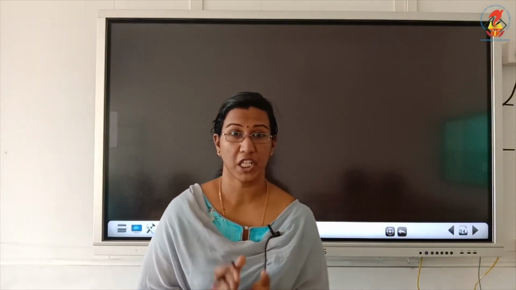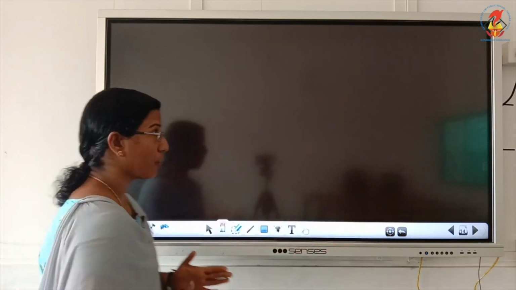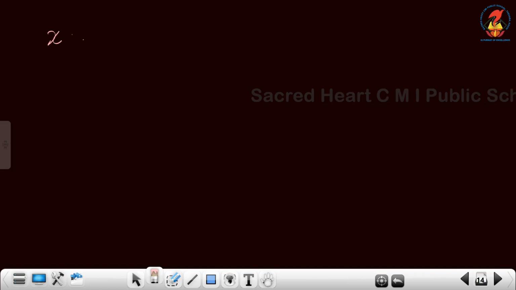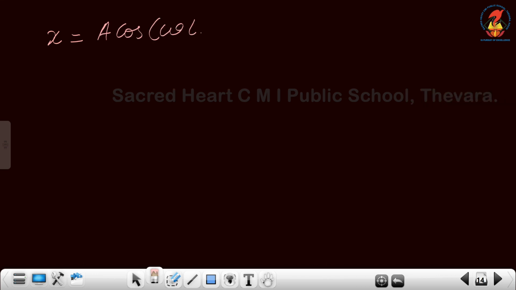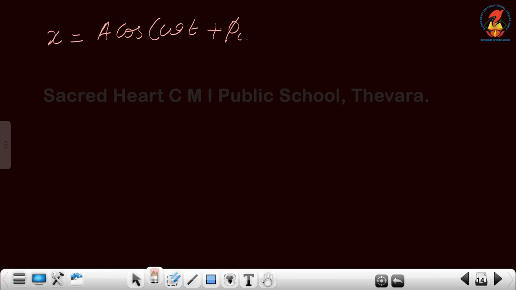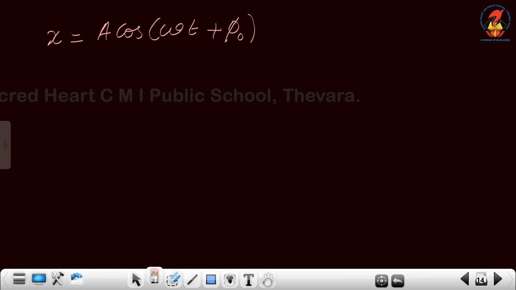So, students, we derived the differential equation of a simple harmonic oscillator, and we got the solution of the equation as x = A cos(ωt + φ0). Now, we are going to find out what is the time period of a harmonic oscillator.